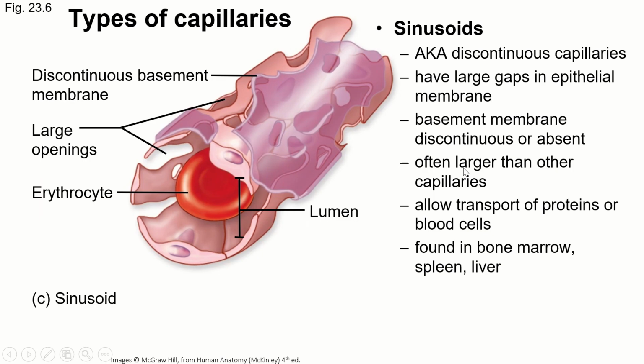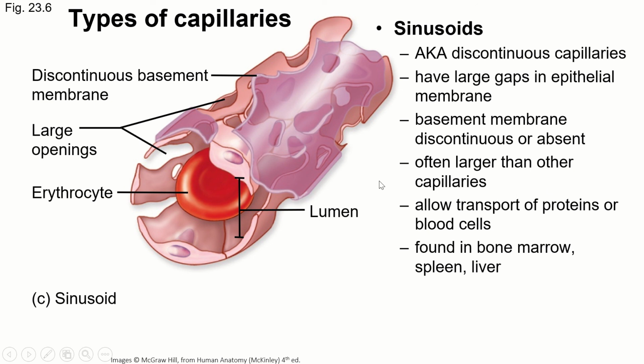Okay, so that's the second type. We have continuous, we have fenestrated, and then finally we have sinusoids. So you remember that a sinus is a cavity, right? We had sinuses in the skull. Those are cavities in the skull. Sinusoids are sort of cavities. They are also called discontinuous capillaries because the walls literally aren't connected. They have these huge holes in them, and there are holes in the basement membrane as well. This seems weird, right? It seems like the blood's going to flow through here and everything's going to flow out the sides, including the red blood cells, and that's exactly what these sinusoids are for.